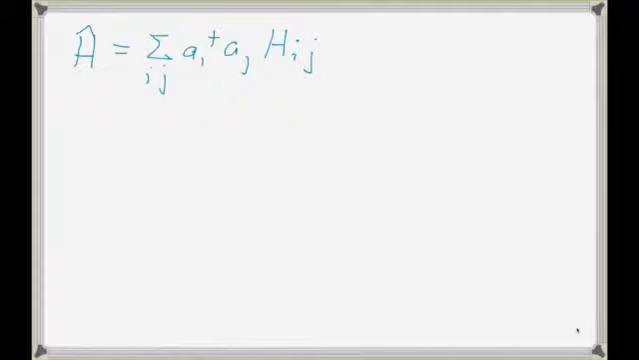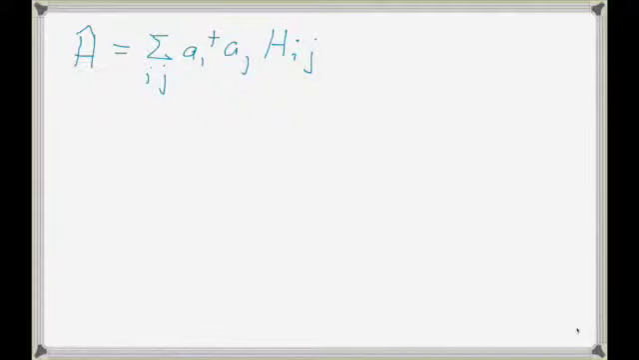Finally, we have that the second quantized version of our single particle Hamiltonian is just the sum over ij of a_i dagger a_j h_ij. And h_ij is just a number, right? Those are just numbers. And the operator is your a_i dagger a_j.